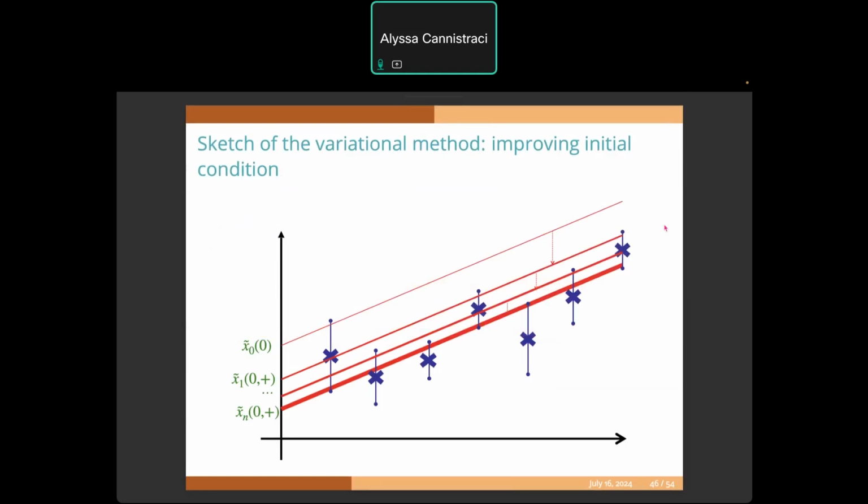This plus sign indicates that we've used data both past and future, I guess, since this is the initial condition, only future. But we get a new line, and then we rinse and repeat this process until we get something that looks like this final line. It intercepts all of my uncertainty bars, and it's a good approximation for what the overall line is. So we've improved our initial condition.